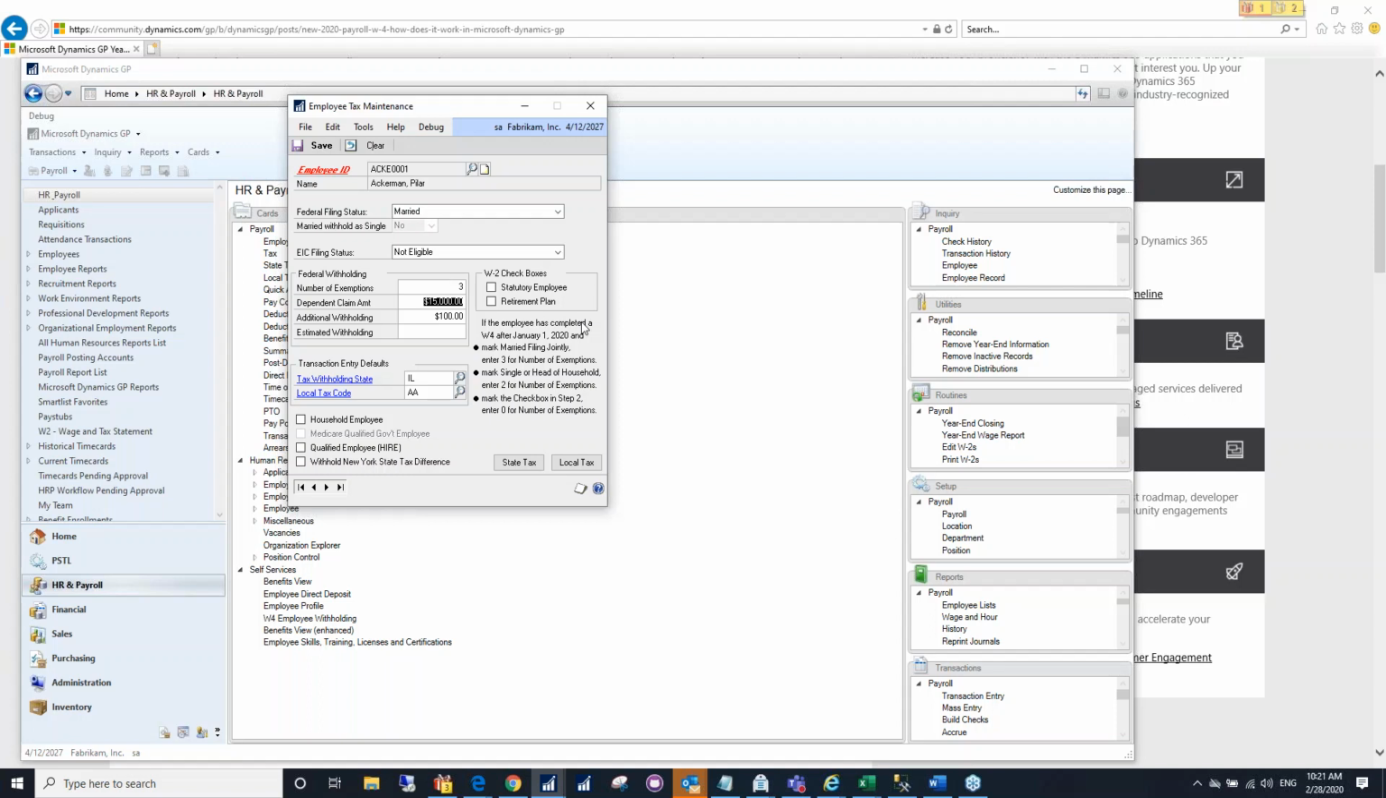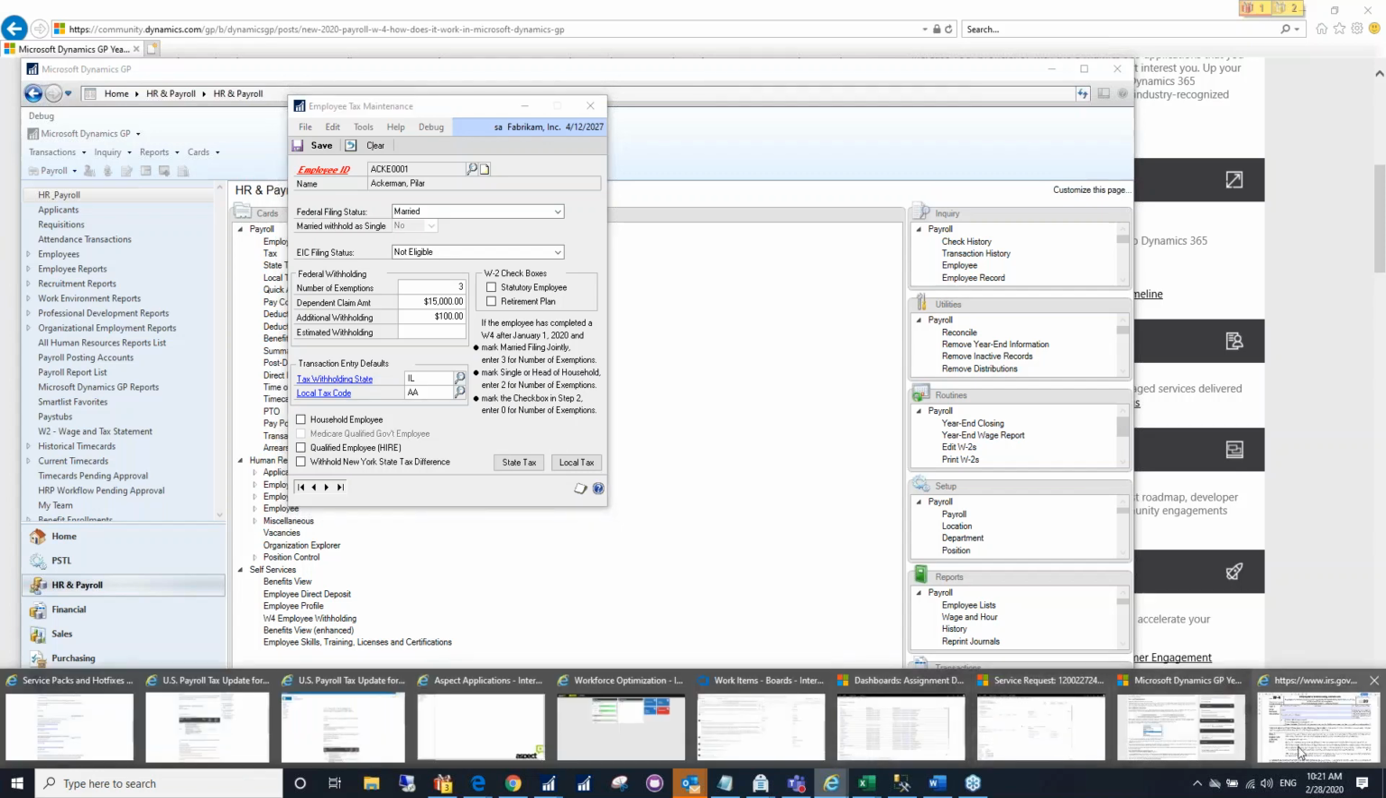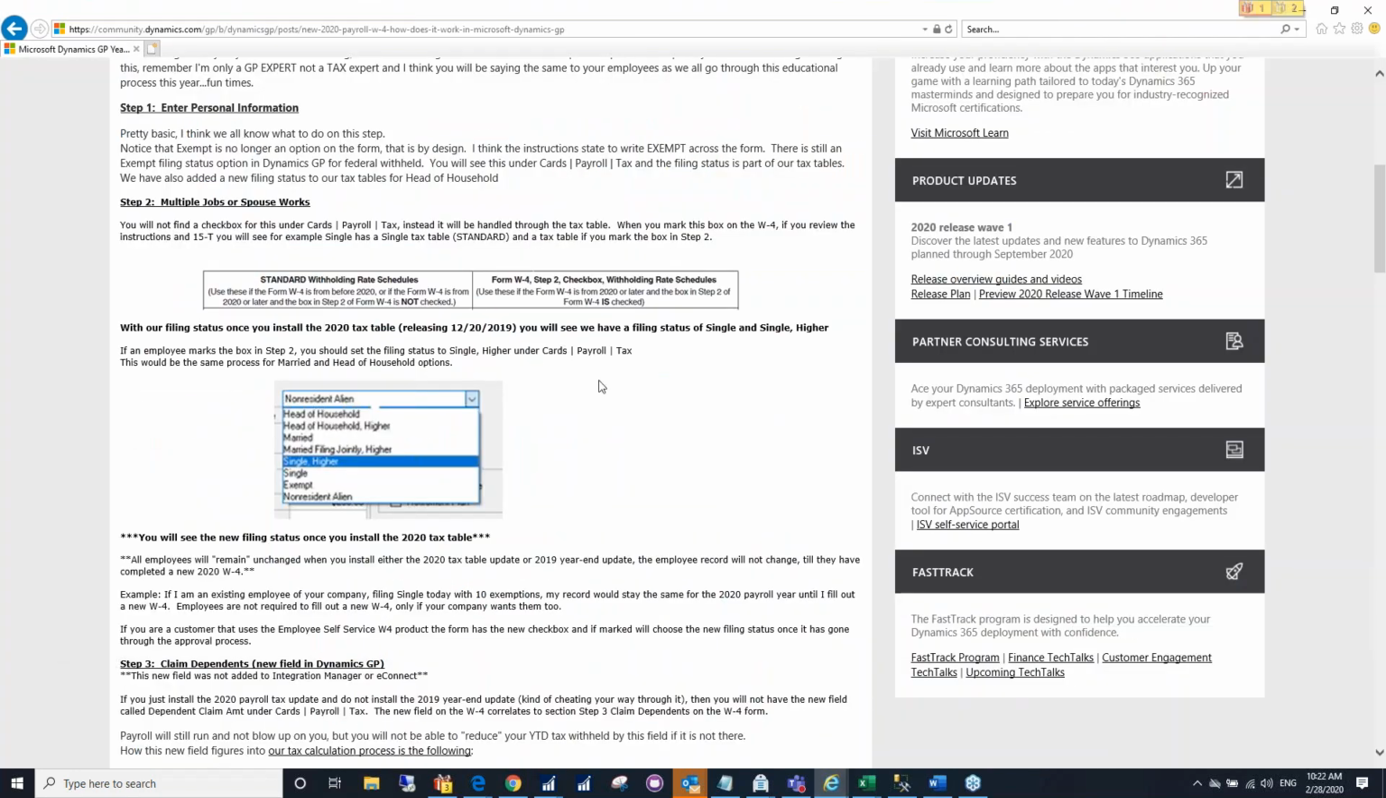But when we get to that step 3, is that an annual amount? Is that a per paycheck amount for dependent claim? I'm confused on it, to tell you the truth, Terry. And that's never good. Okay, so let's talk about that.